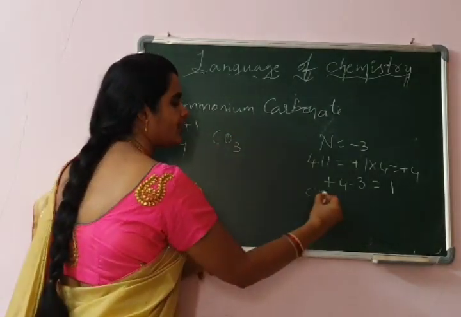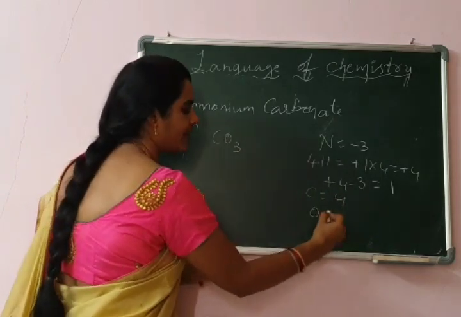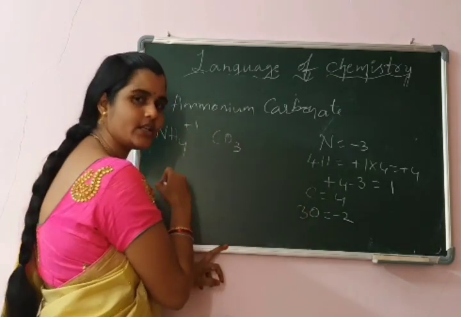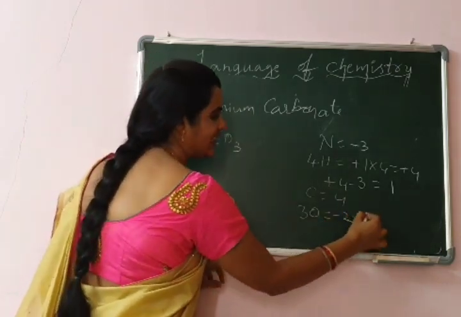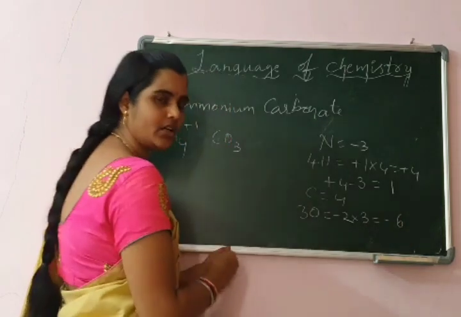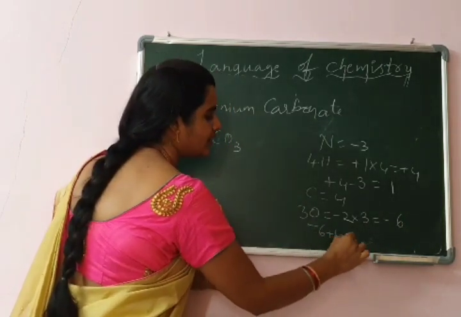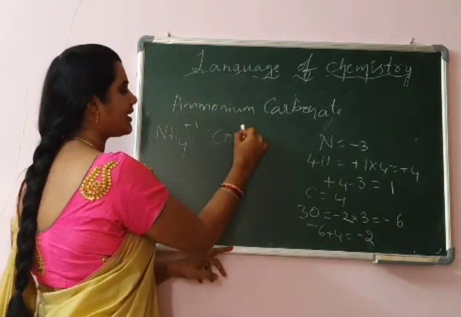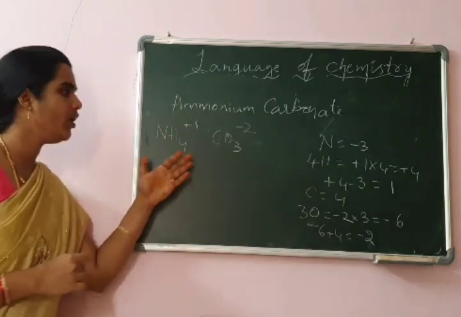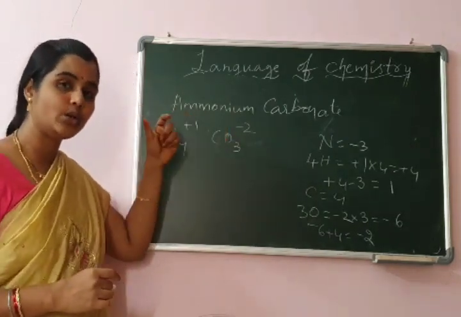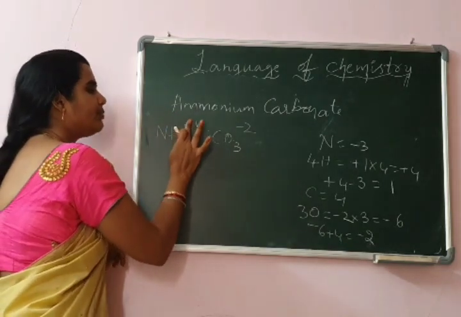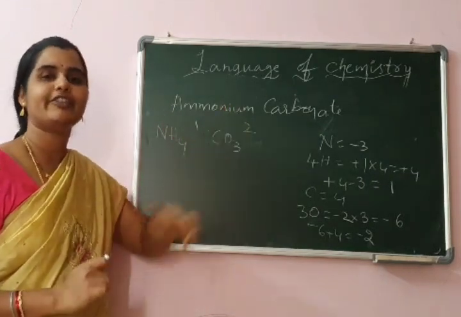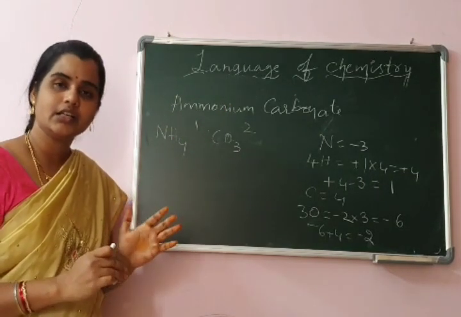Similarly for carbonate. Carbon is +4, oxygen is -2. So how many oxygen atoms are there? 3 oxygen atoms are there. So -2 into 3, that is equal to -6. So -6 plus 4, that is equal to -2. So what is the valency of this carbonate ion? That is -2. So what will be the valencies now? I told you to ignore the charges. So if you ignore the plus and minus charges, the valency of ammonium will be 1 and the valency of carbonate will be 2. Clear?